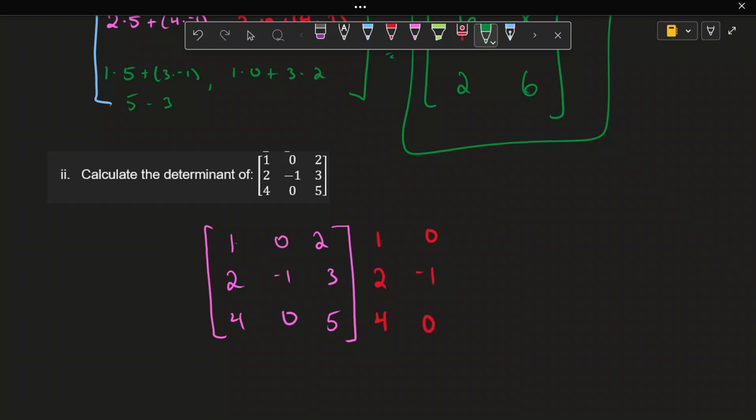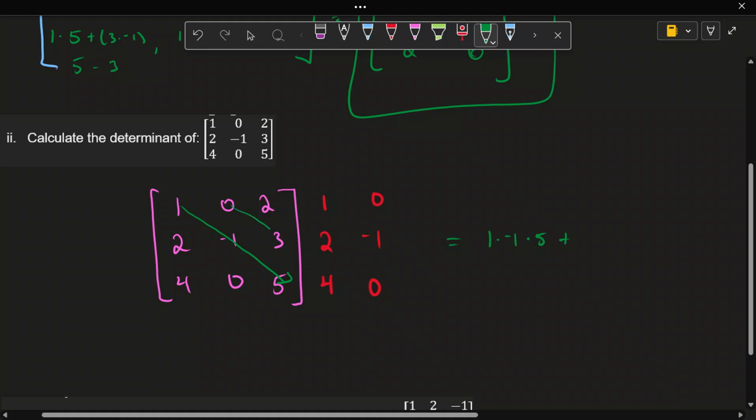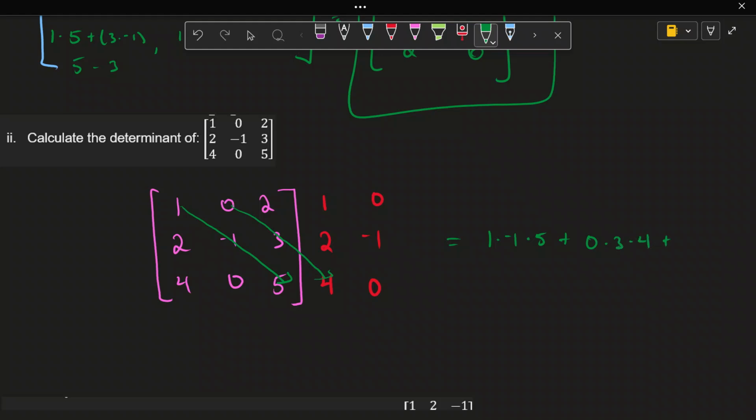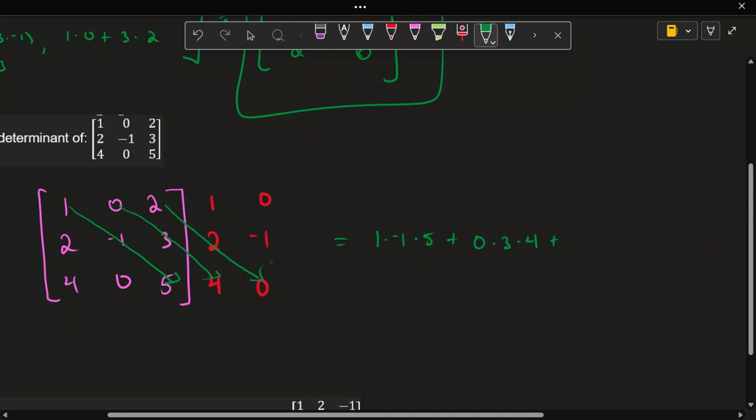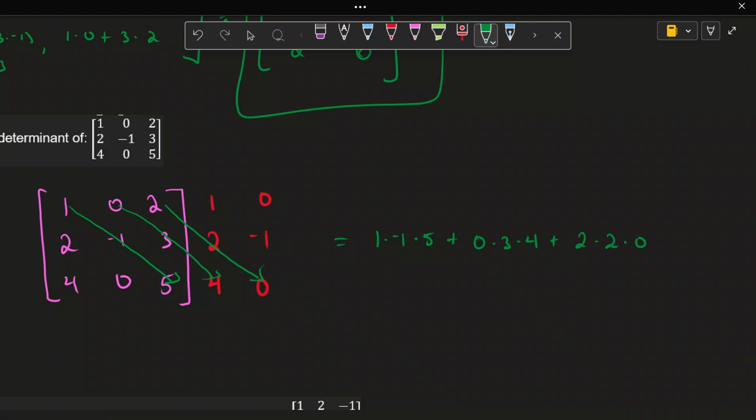Now we're going to multiply, which is 1 times -1 times 5. Then we're going to add the next ones: 0 times 3 times 4 plus 2 times 2 times 0. So now we get 1 times -1 is -1, times 5 is -5. Plus we have a 0 here, plus 0. We have a 0 here, plus 0. So the determinant of this is going to be 5.